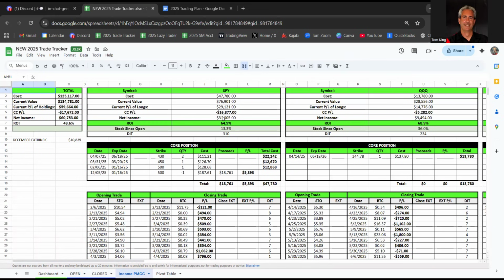All right. So let's go through this really quickly on the income poor man's covered call. We're sitting here about 65%. We did sell off, or I did sell off one of my leaps because I was just getting low on time because the expiration date is January.